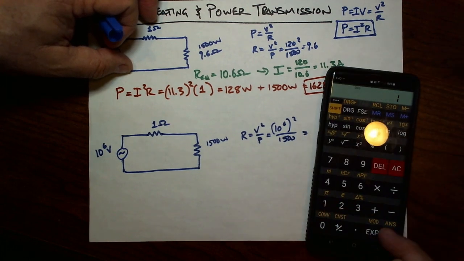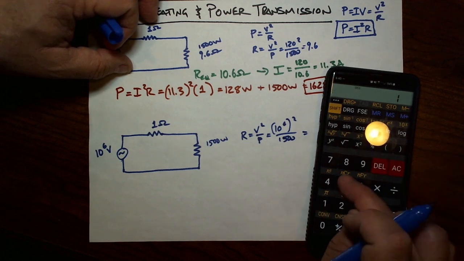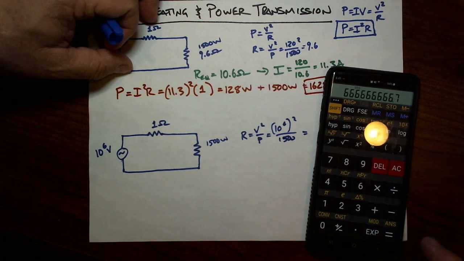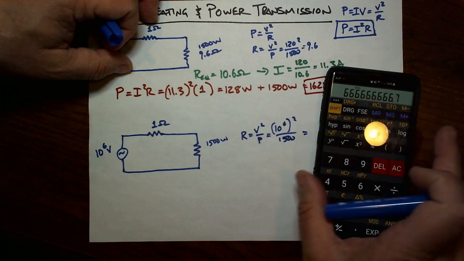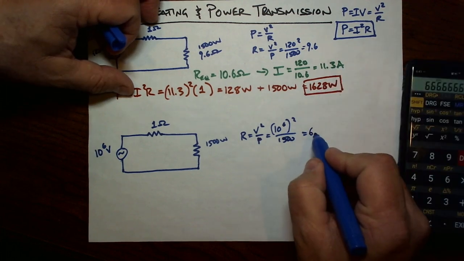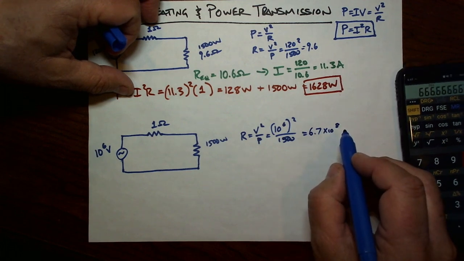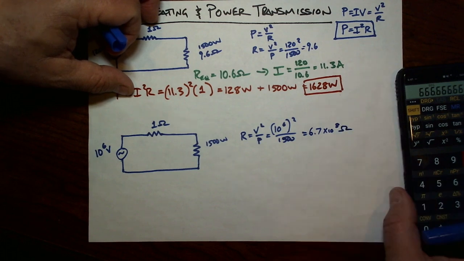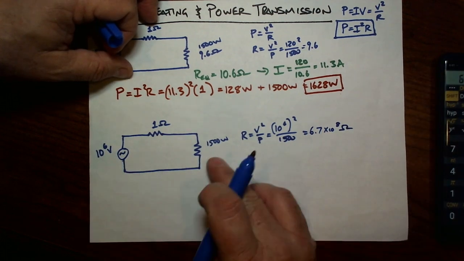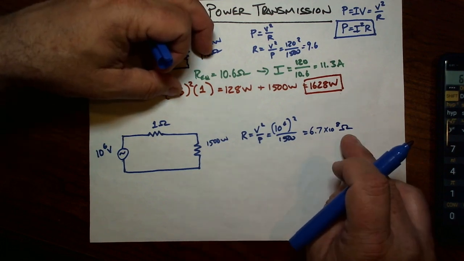1 exponent 6 squared divided by 1500 equals... that's a lot. 1, 2, 3, 4, 5, 6, 7, 8. 6.6 or 6.7 times 10 to the 8 ohms. Well, it's not unheard of, but because of the high voltage, in order to only consume 1500 watts, this thing is going to have a whole lot of resistance.